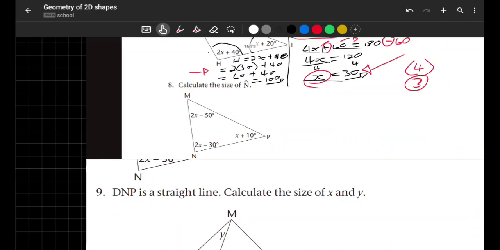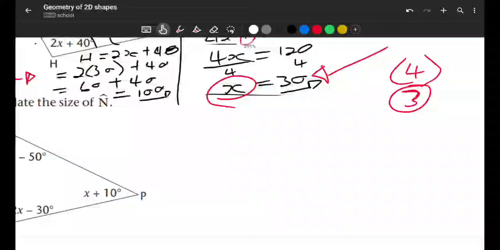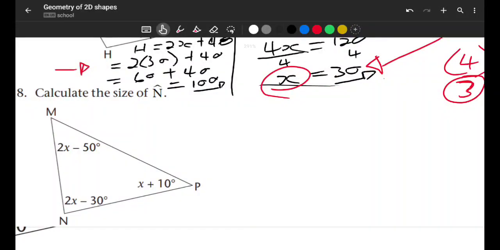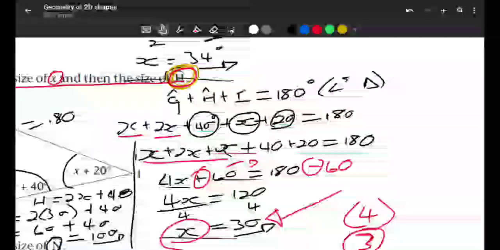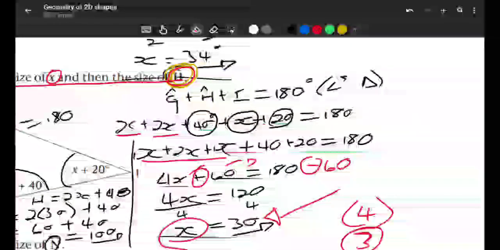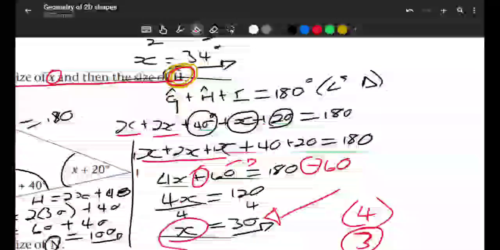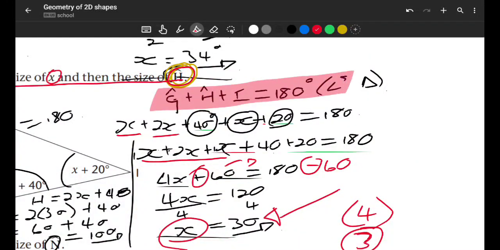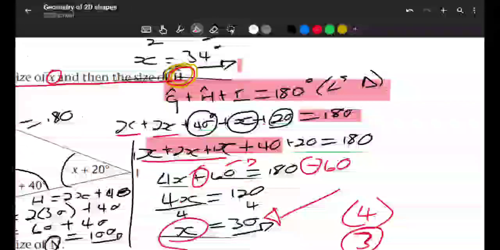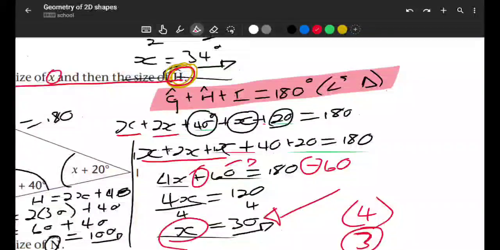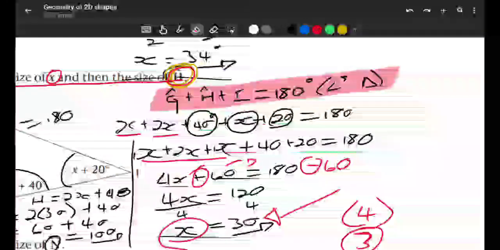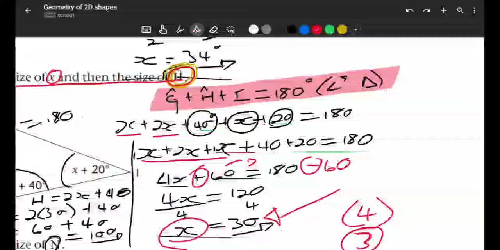Let's attempt this. Let's attempt n now. In question 8, they want us to find angle n there. Same way as before. You write down your equation, sorry, I'm mixing these up, you're writing your equation there for a triangle, the sum of angles within a triangle.